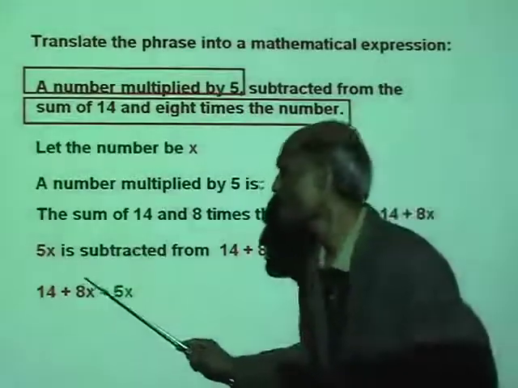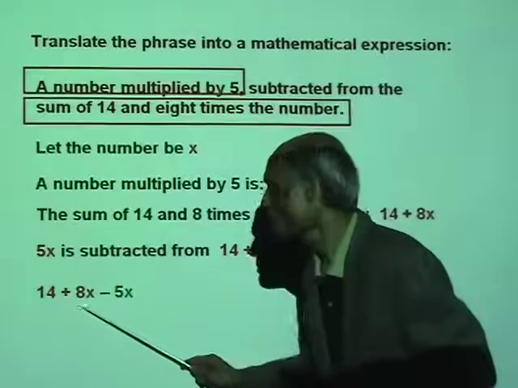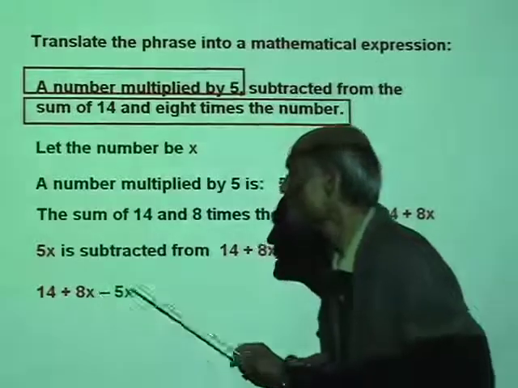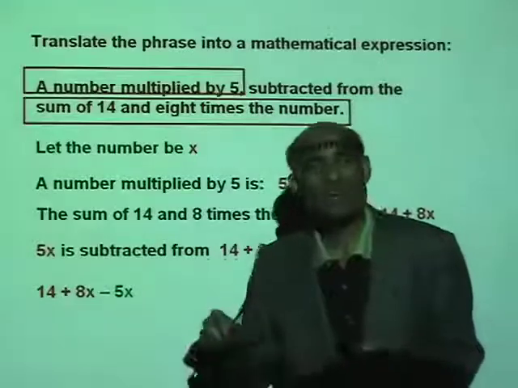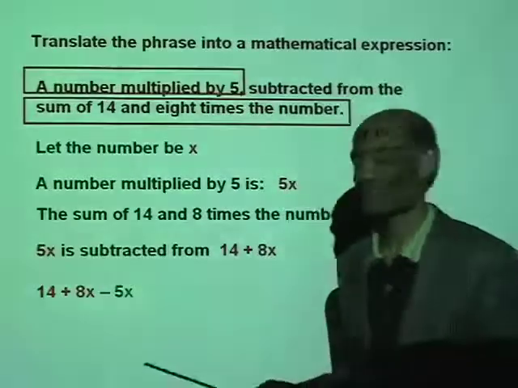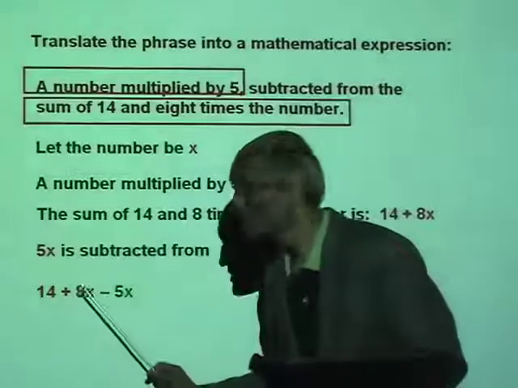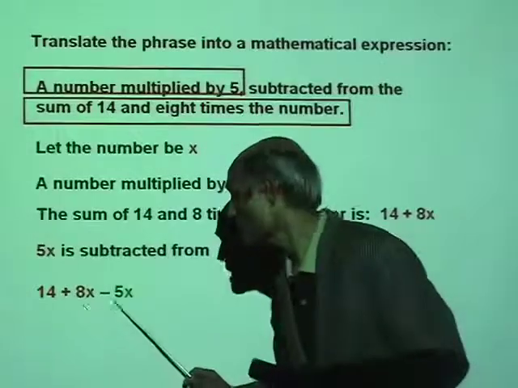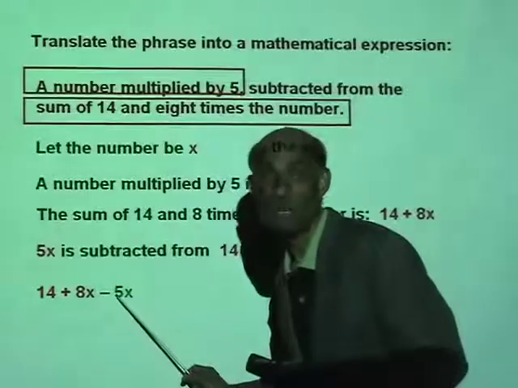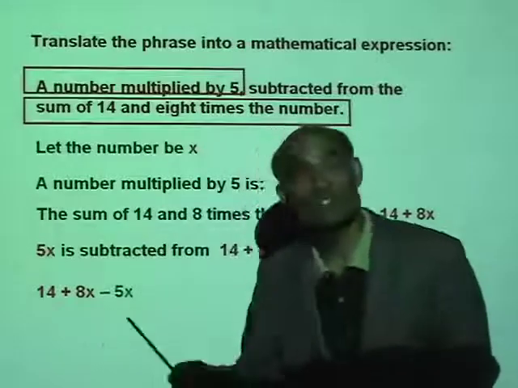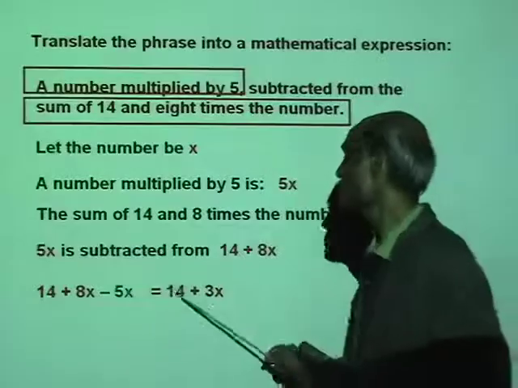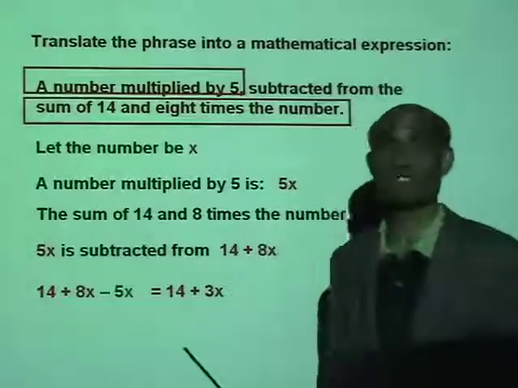Okay, now simplify this. Positive 8x minus 5x. What is that? Plus 8x minus 5x. Well, just deal with the coefficients. What is 8 minus 5? It is 3. So 8x minus 5x is 3x. So that will be 14 plus 3x.